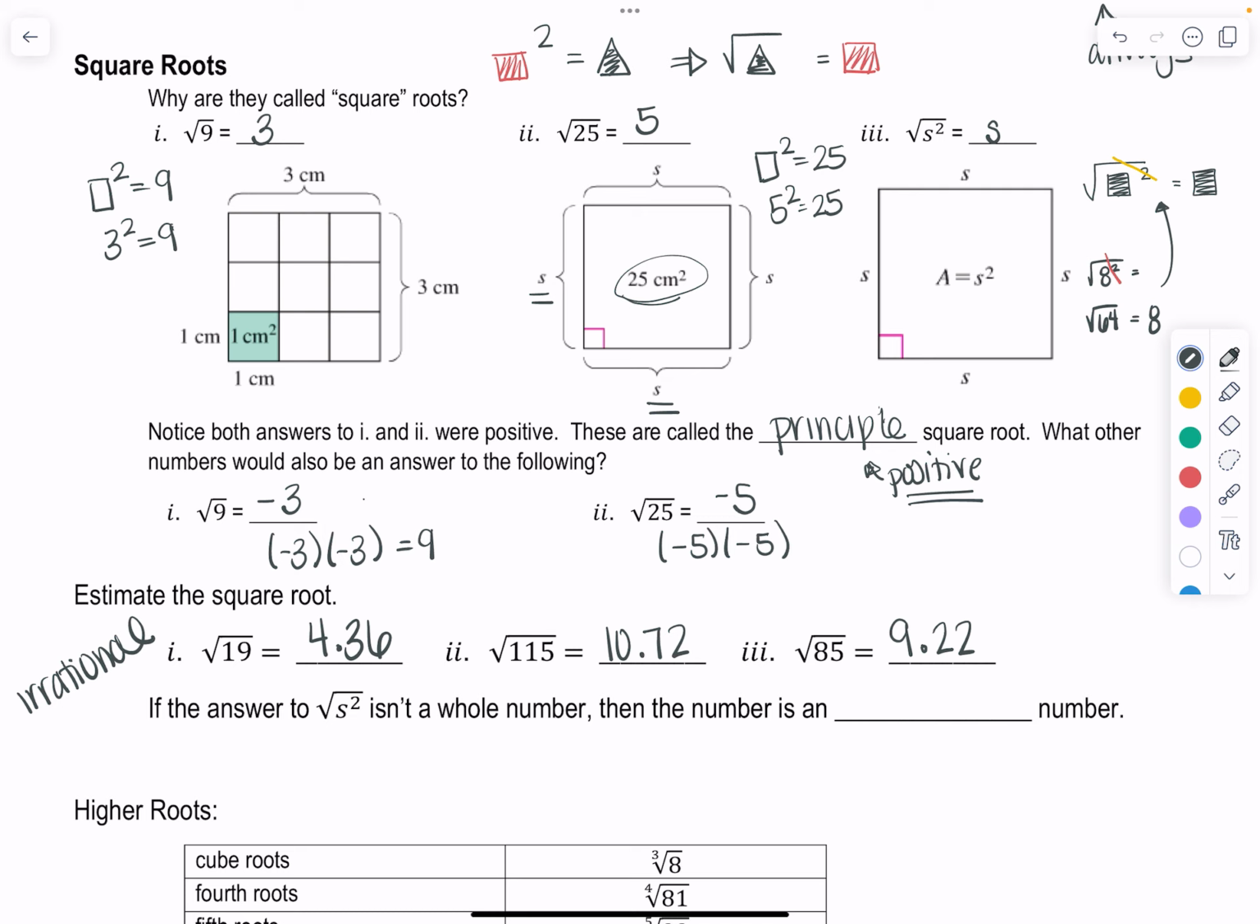And so in general, if the answer to the square root of s squared isn't a whole number, then the number is an irrational number, like those up above, because they will give you a non-terminating, non-repeating decimal.